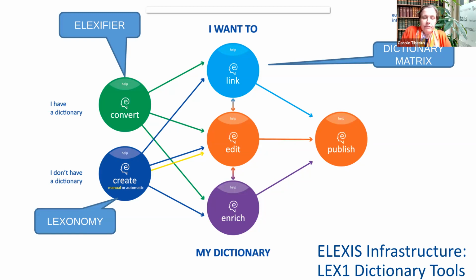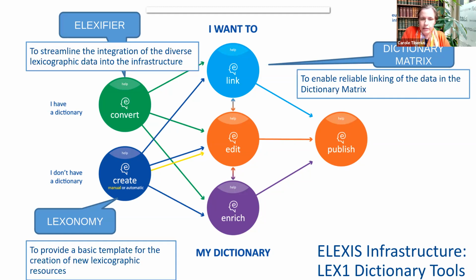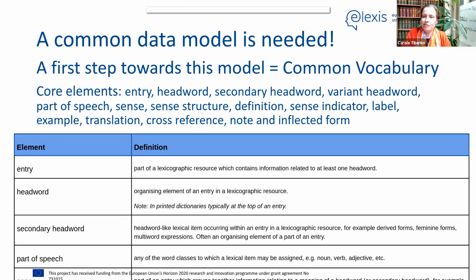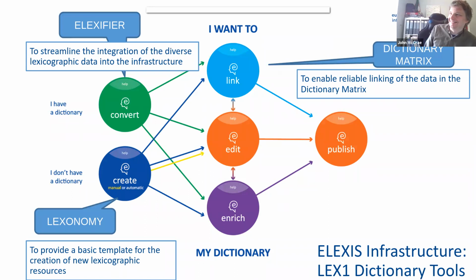We all know that existing lexicographic resources are quite diverse, and something which is labeled as an example in one resource is not necessarily the same as an element labeled example in another resource. There's no semantic interoperability, and therefore we need a data model to streamline the integration of data into the infrastructure, to enable reliable linking of data in the dictionary matrix, and to provide a basic template for the creation of new lexicographic resources. As a first step towards this data model, we have started a common vocabulary.